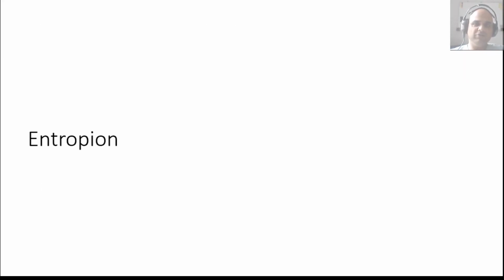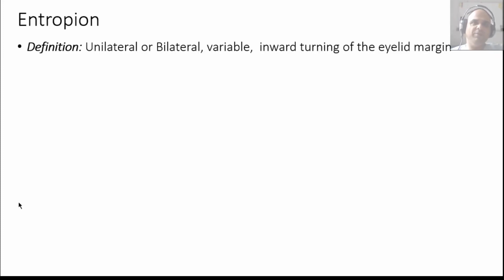Now we will talk about entropion, the second of the two lid malpositions involving the lid margin, and overall second of the three that we'll talk about in this topic. So entropion is the opposite of ectropion. It is a unilateral or bilateral variable inward turning of the lid margin. Now, the lid margin has cilia, and cilia turning outwards together with ectropion wasn't much of a problem because they were moving away from the eyeball.